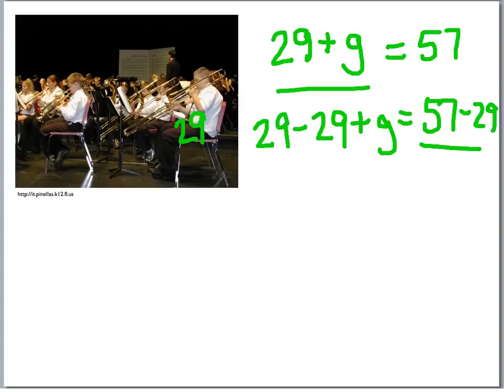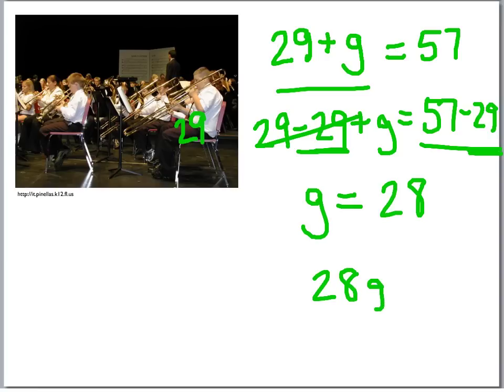Now, why are we doing this over on this side? Again, because whatever we do over here, we have to do over here to balance the equation. So 29 minus 29 is going to cancel that out, and you're left just with G. So when you have 57 minus the 29, that's going to give you 28. So G equals 28. That means that there are 28 girls in the band.